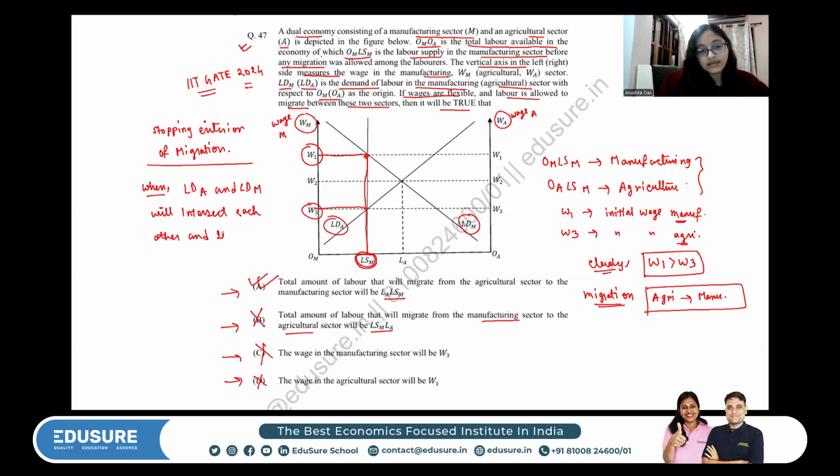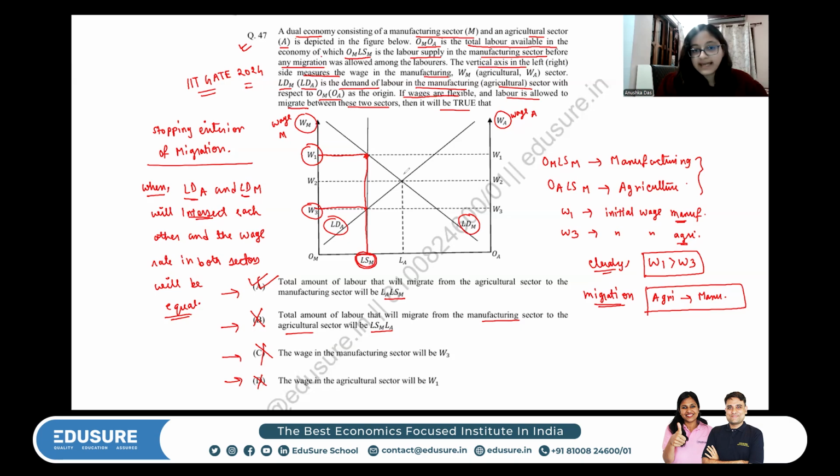and the wage rate in both sectors will be equal, right? The wage rate in both sectors will be equal. So when will the migration process stop? When the labor demand curves for both sectors intersect, and a common wage rate will be determined, and that will prevail in both the sectors.